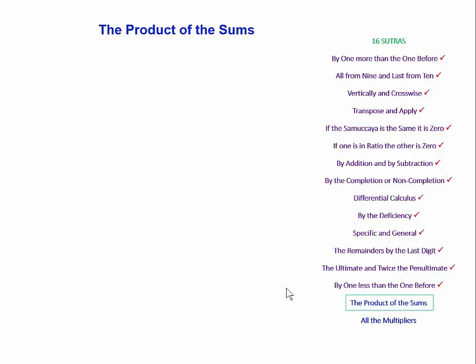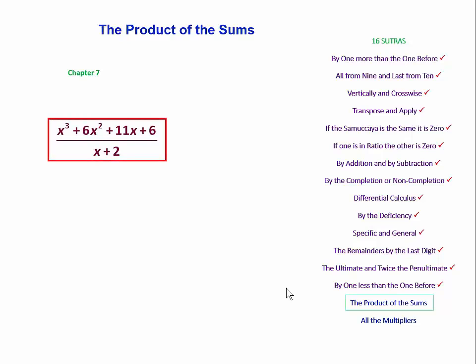The product of the sums, Gunita Samuccaya. This is given by T2G in chapter 7. Suppose we want to divide this cubic by this linear term. We know the answer is going to be a quadratic. And we know the first and last terms because x cubed divided by x is x squared, and 6 divided by 2 is 3. We just don't know the middle term. But we can use this sutra to work it out.